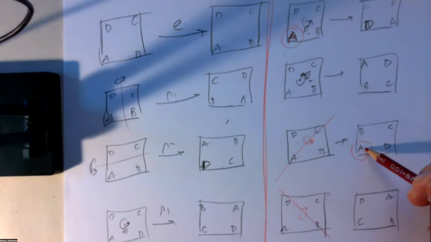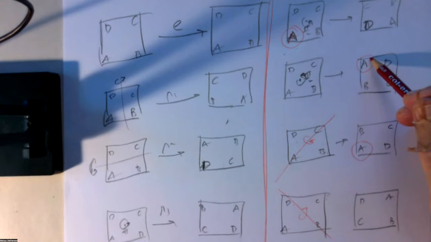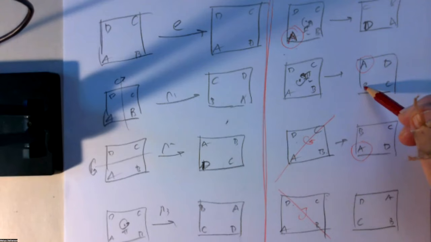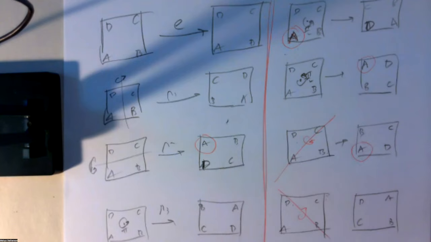But of course, A doesn't have to be in the lower left-hand corner. A can be in any corner. For example, A could end up in the upper left-hand corner. But again, next to A can only be B and D. So if A is here, you either have B below and D to the right, or you have A in the upper left-hand corner, as in here, and D is below and B is to the right. There are only two possibilities.